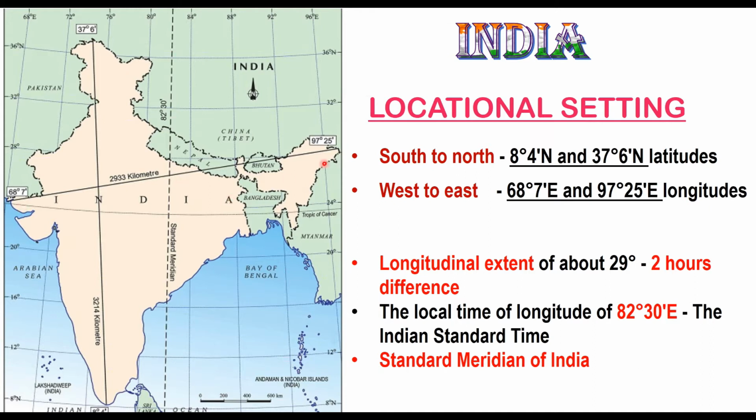If India has 2 local times, it will be very difficult for it to function. So we have learned 82 degree 30 minutes is considered as standard meridian and local time of that meridian is considered as the Indian Standard Time. So the whole country follows the local time of the standard meridian.